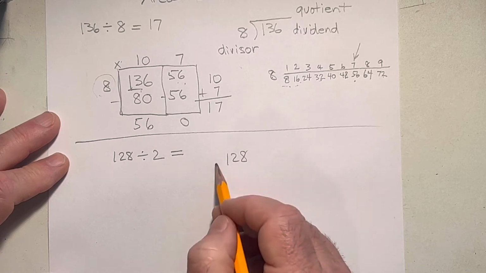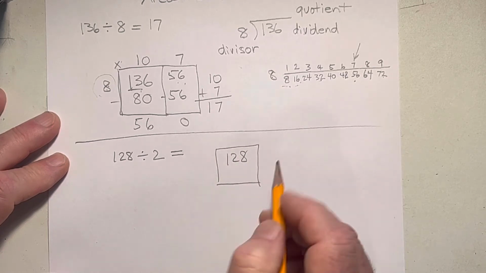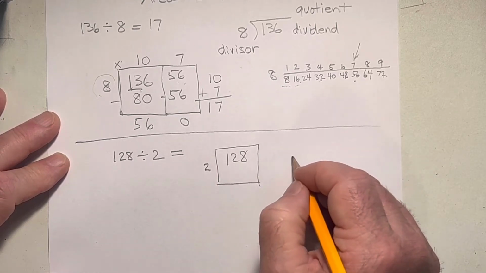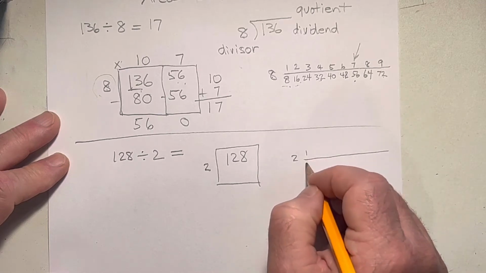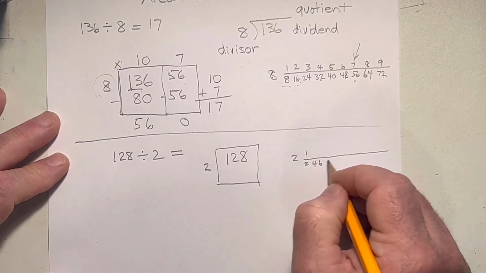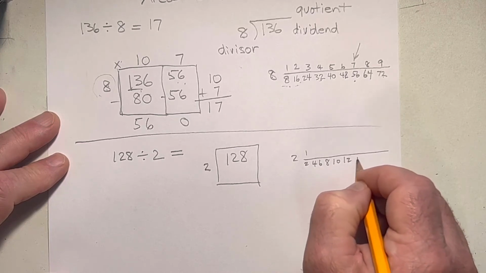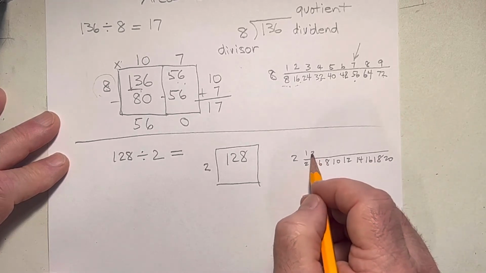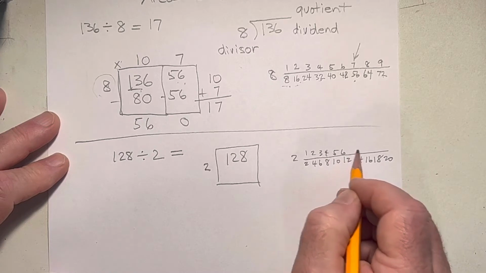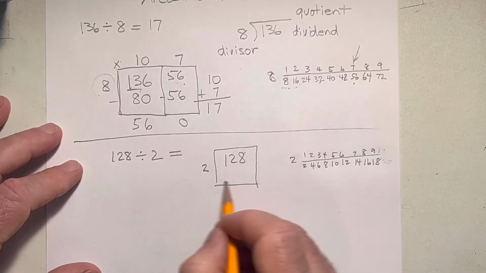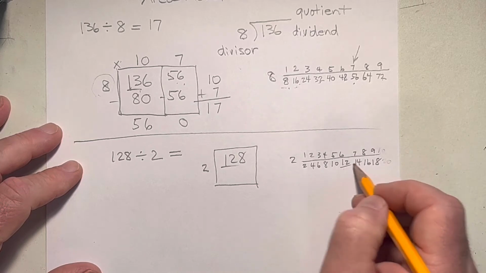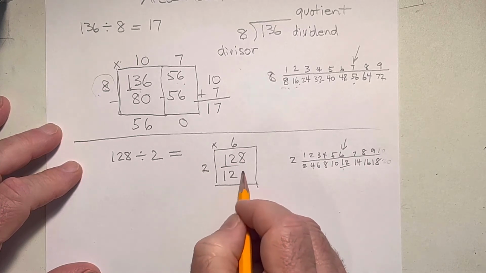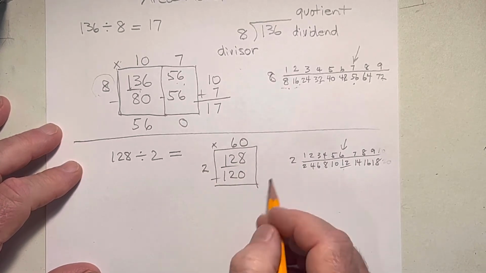128. Draw the shape around it, a box. Put our divisor here. Now, we'll go ahead and do our tops and bottoms. We have 2. 1 times 2 is 2. 2, 4, 6, 8, 10, 12, 14, 16, 18, 20. That's 1, 2, 3, 4, 5, 6, 7, 8, 9. So I look for the number 12 and I see it here. It's 6. 6 times 2 is 12. Write a 0 here and a 0 here. We subtract. We get an 8.